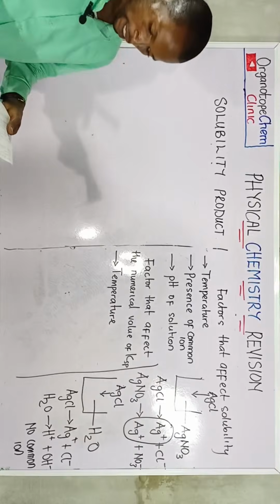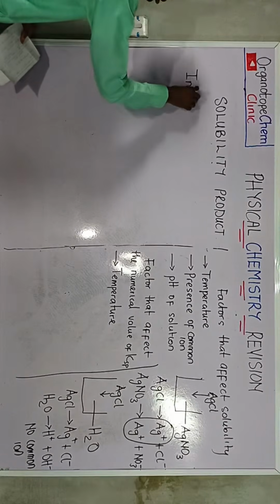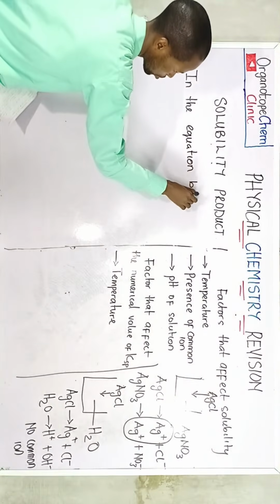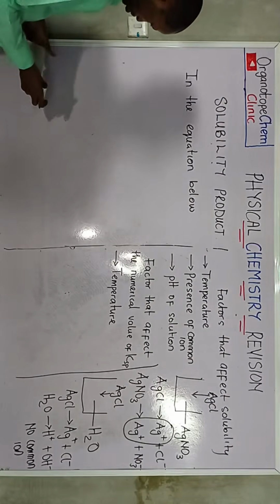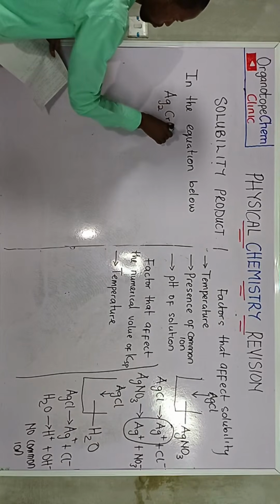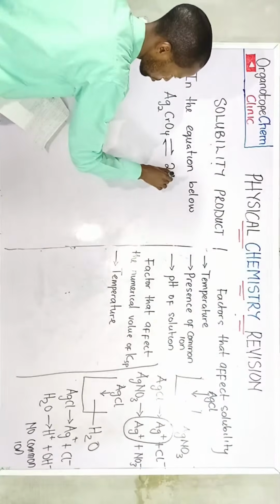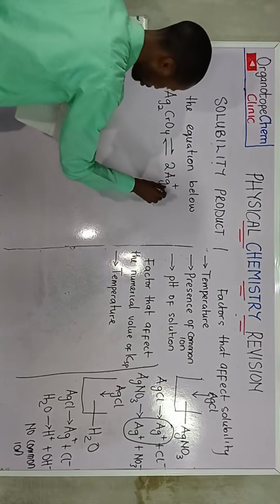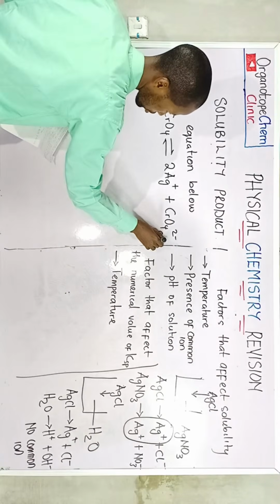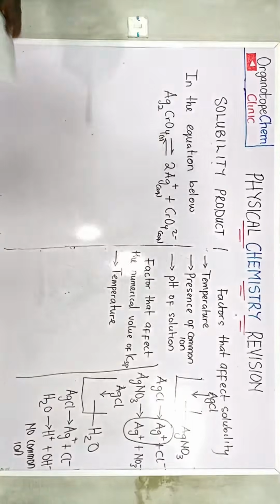Now we have a question right here. In the equation below, Ag2CrO4, that's silver chromate, was split to give 2Ag+ plus CrO4 2- aqueous. And here is our sparingly soluble salt.